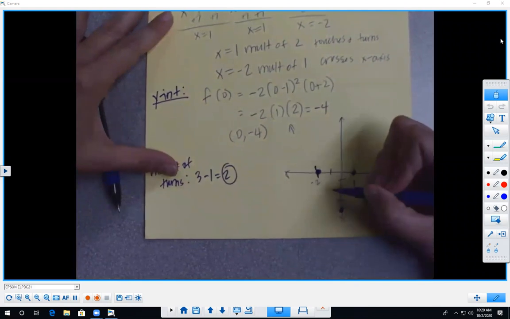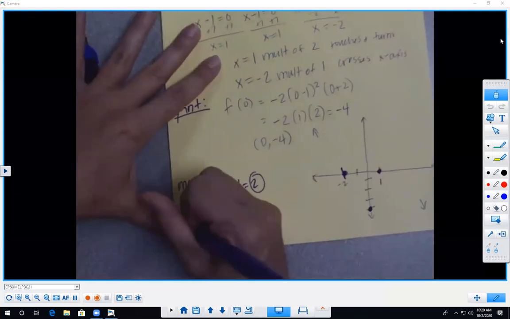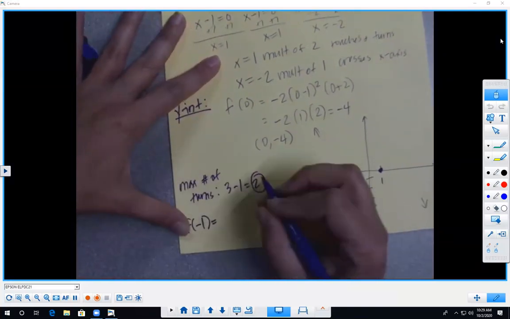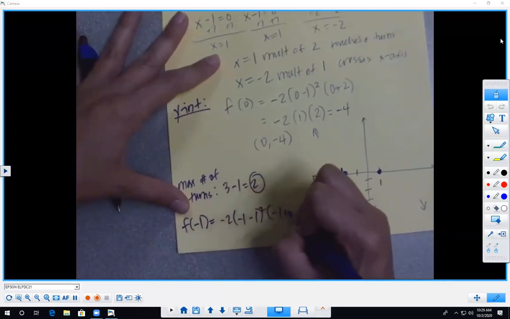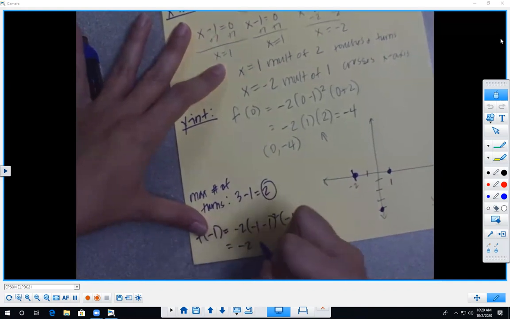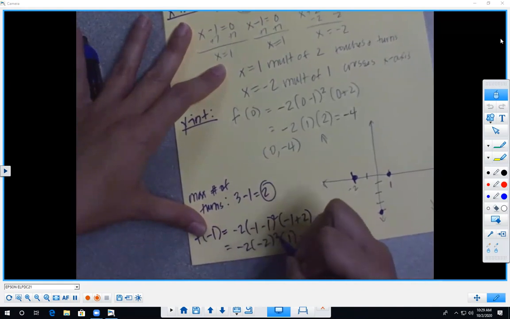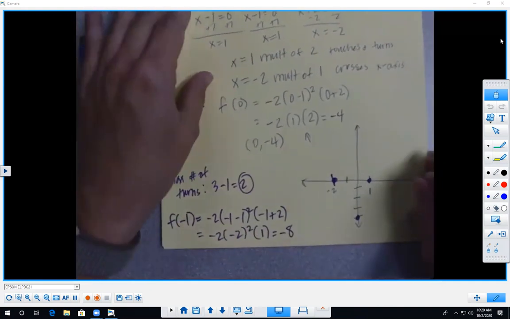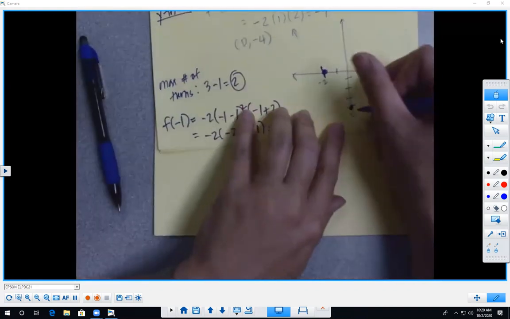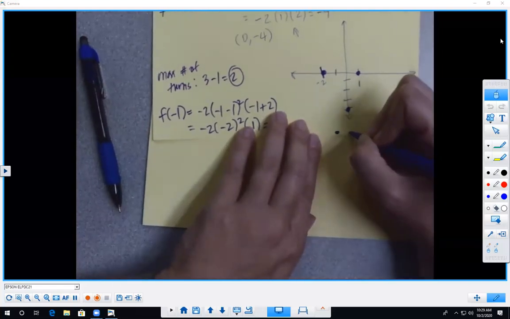Real fast, if you wanted to, you could go ahead and get this dot right here too. This would be at f of -1, and you could plug that in your function. -2 times -1 minus 1 squared times -1 plus 2, which would be, let's see, that would be 1. -2 squared is +4. 4 times -2 is -8. Okay, so it actually goes down pretty low there. Like way down here. I'm out of paper, but you get the idea, right? Way down there at -8.